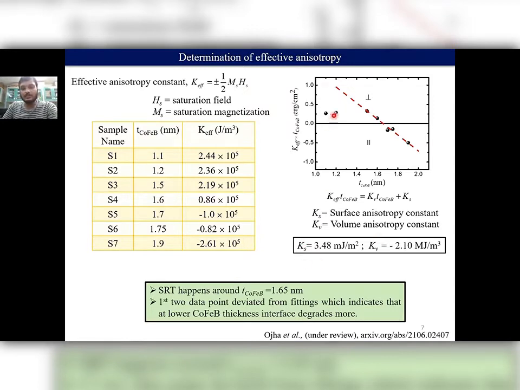If you see, the first two data points of this measurement are not fitted by this linear equation, because at lower thickness the interface degradation happens more. That's why it is not fitted by this equation.